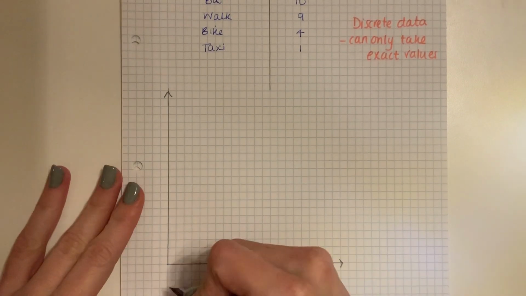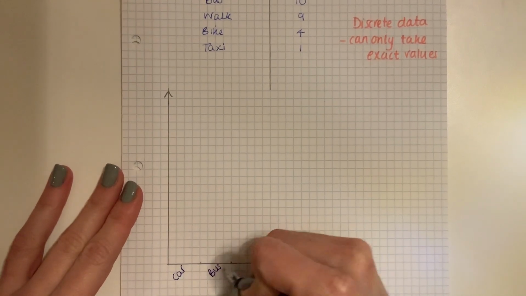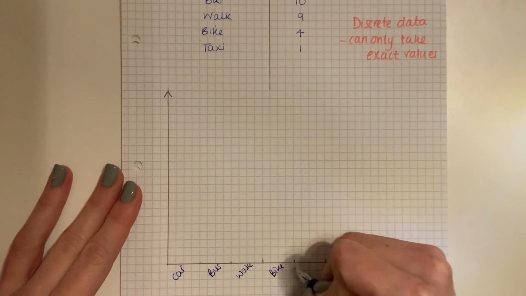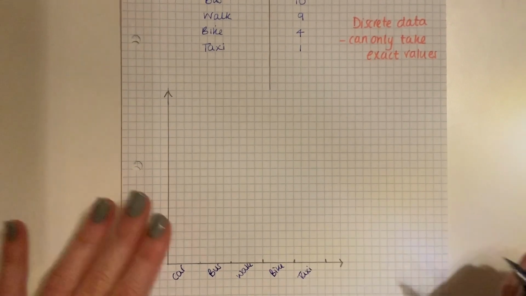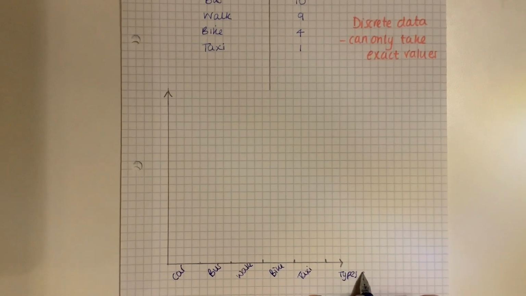So if I label them, I've got car, bus, walk, bike and taxi. Okay, so we would label this with types of transport.